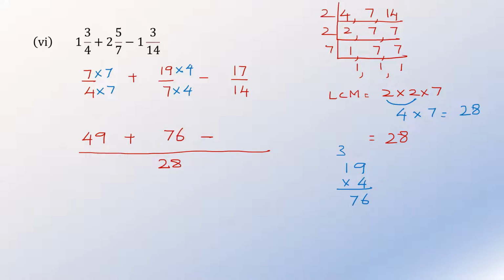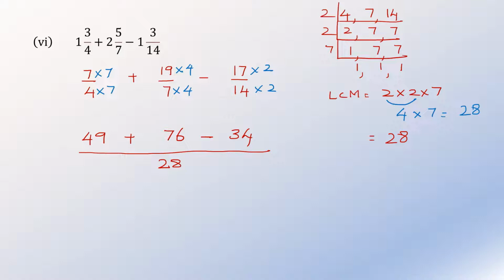Minus. Now let's go to the next one, which is 14. 14 twos are 28. So 17 into 2. So you can multiply 17 into 2. 2 sevens are 14. Carry 1. 2 ones are 2 plus 1, 3. Get minus 34. Okay, now let's work out this.